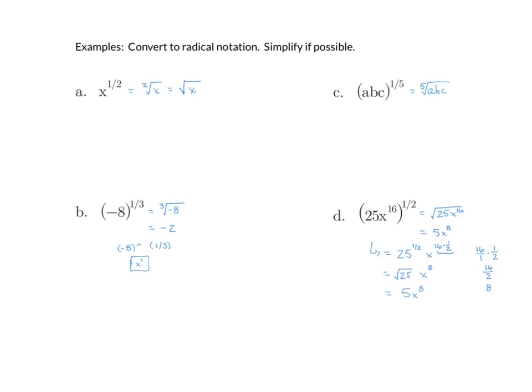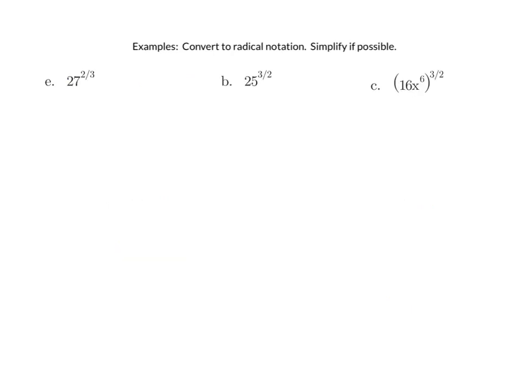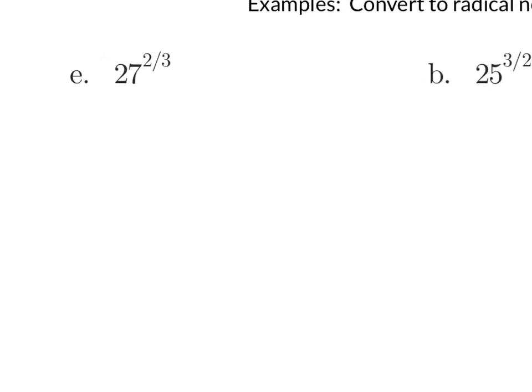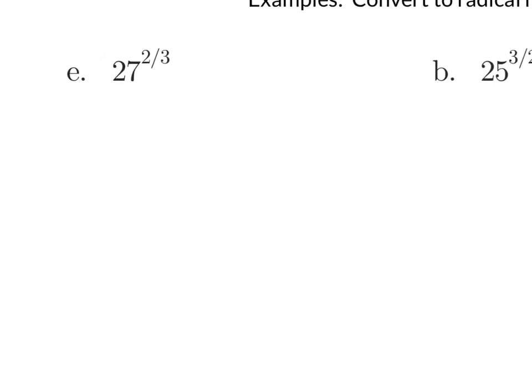All right, let's look at some other examples. We're also going to convert these to radical notation. If we start with 27 to the 2/3, this is equal to the cube root of 27 squared.